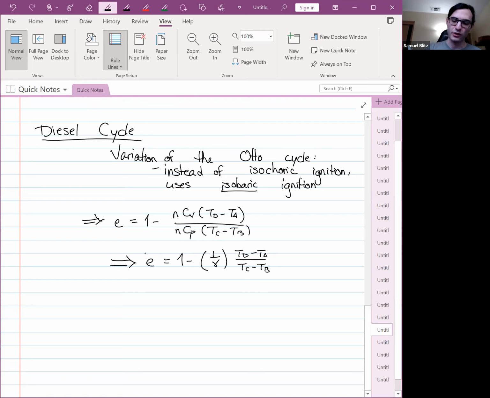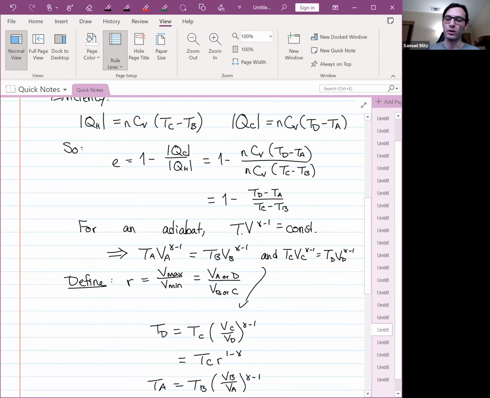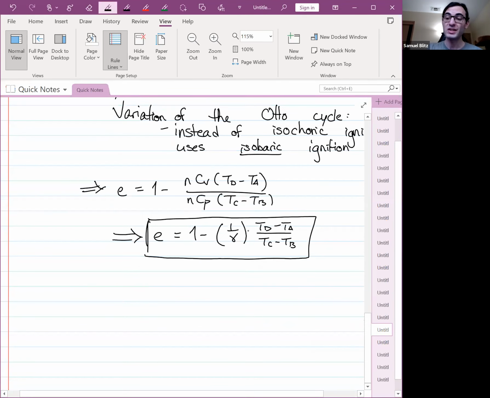So you can compare this result to the result that we had for the standard Otto cycle, which is this one. And you'll see that the part that makes it less than 100% efficient, less than 1, this part, shows up in both efficiency equations. However, for the diesel cycle, it's protected by this coefficient of 1 over gamma. Now, gamma is a number greater than 1, and so 1 over gamma is going to be a number smaller than 1. So by multiplying this ratio of differences of temperatures by a number smaller than 1, you're increasing the efficiency over the same sort of thing for an Otto cycle. And so, i.e., this 1 over gamma improves the efficiency.